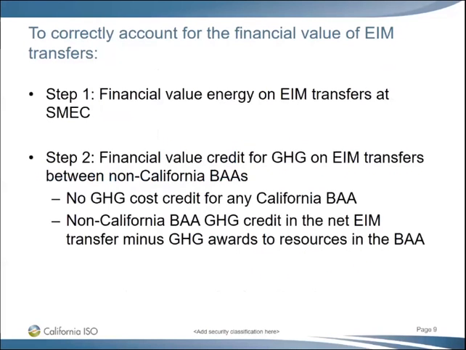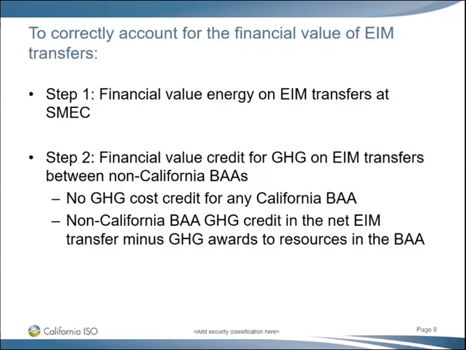So to correctly account for the financial value of the EIM transfers, there are a couple of steps that we need to take. The first one is to calculate the financial value of energy on EIM transfers at SMEC. Then for step 2, the financial value credit for GHG on EIM transfers between non-California BAAs. So there's no GHG cost credit for any of the California BAAs.